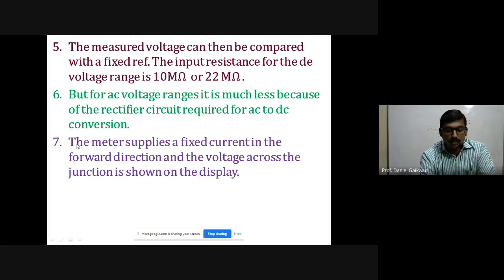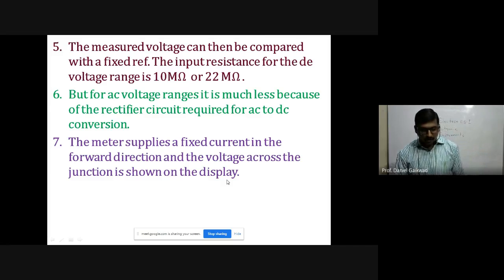Okay, number next 7, the meter supplies a fixed current in a forward direction and the voltage across the junction is shown on display. Now number 7th is important here. For testing of diode and transistor, these digital meters supply fixed current. So fixed current is supplied in forward direction and the voltage across the junction is shown. So suppose the voltage across the junction is large, then the diode should be connected in reverse bias. If the voltage across the diode is very small, then the diode must be in forward bias.